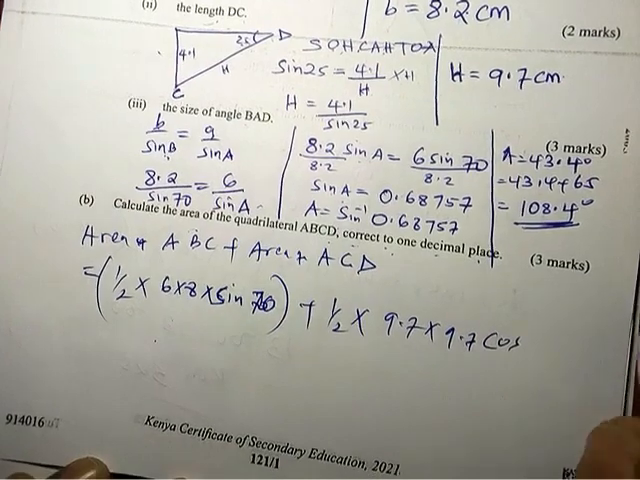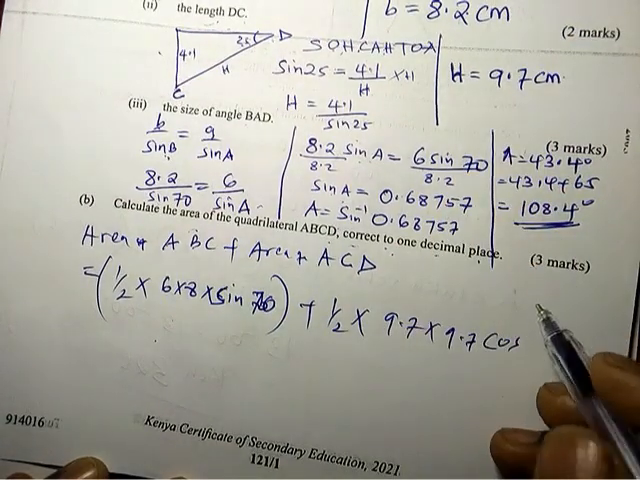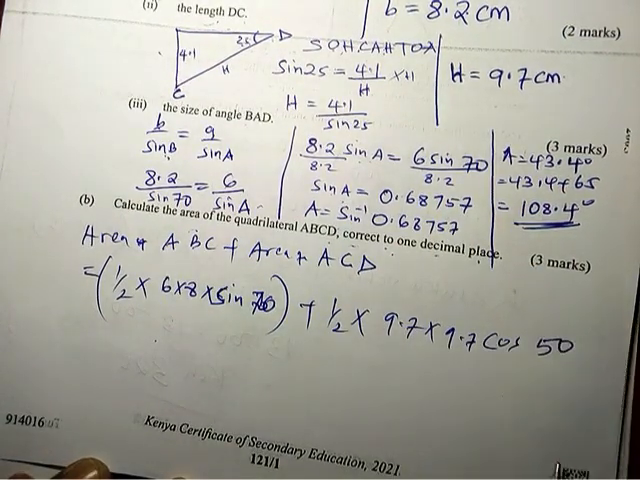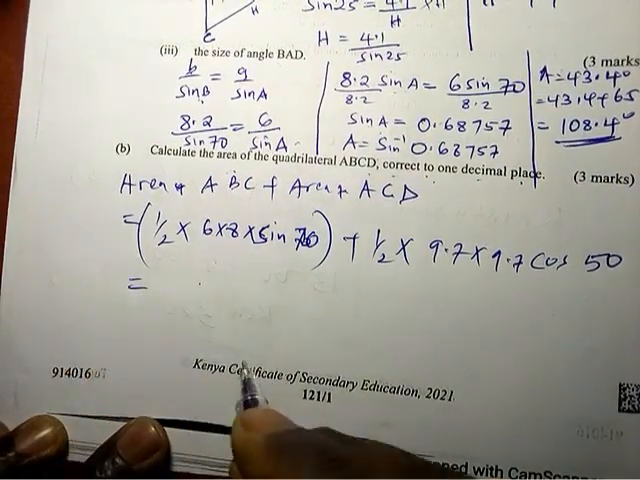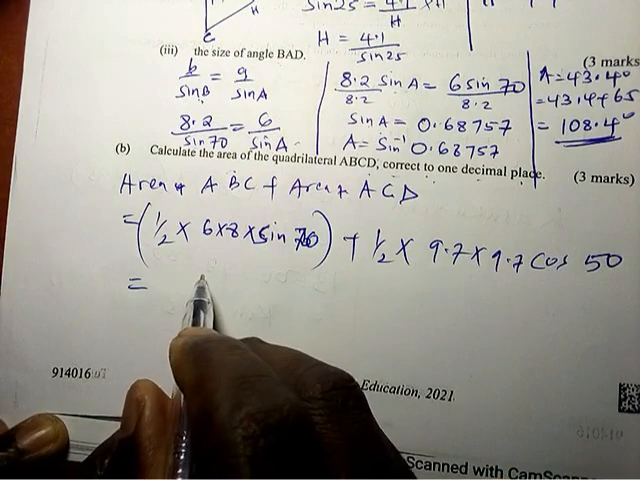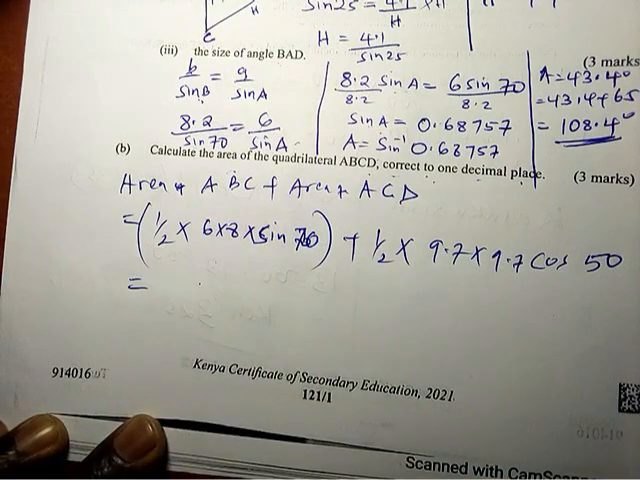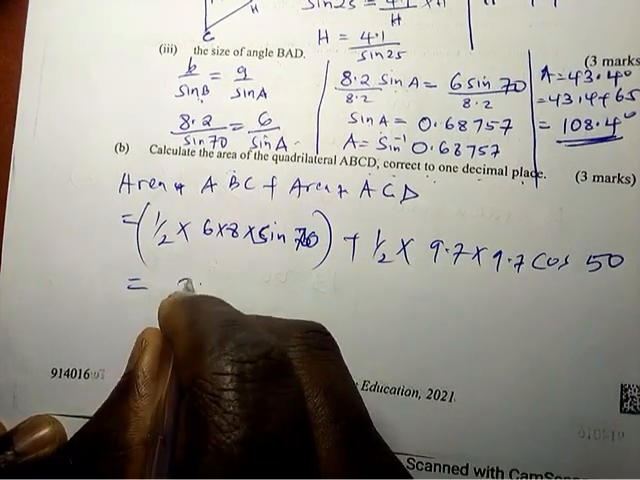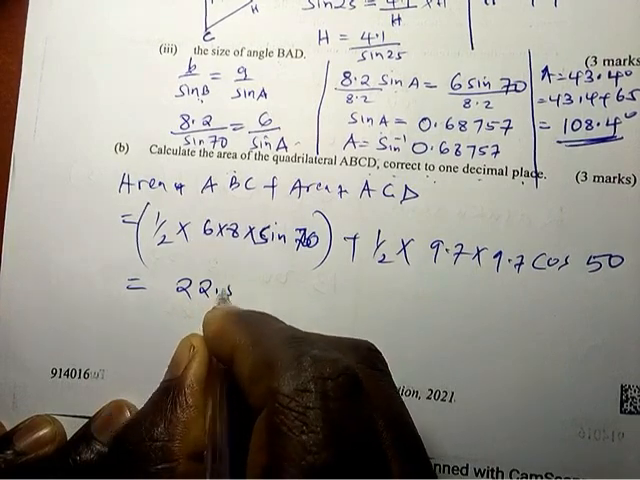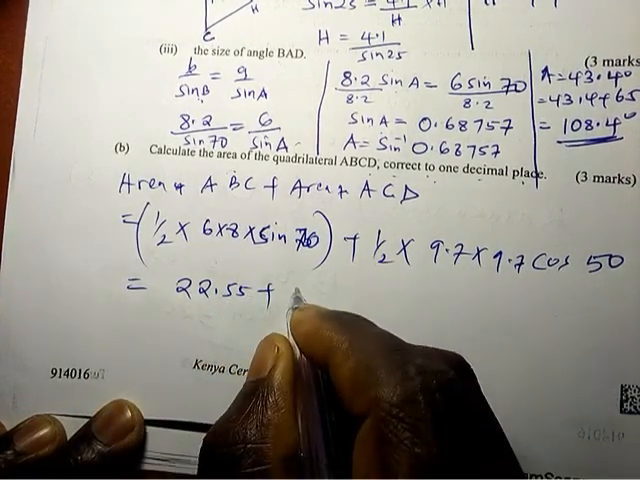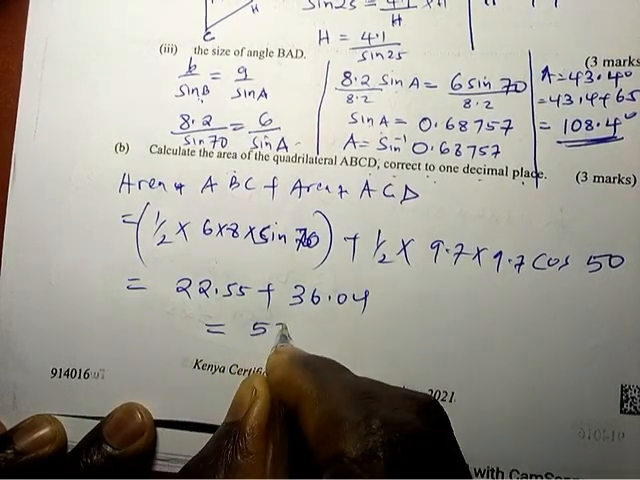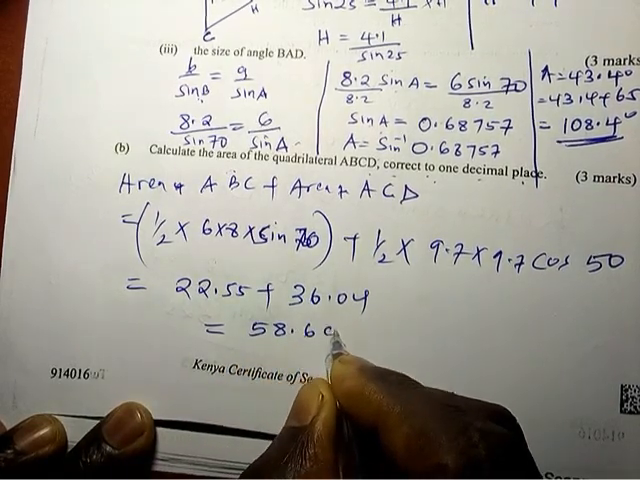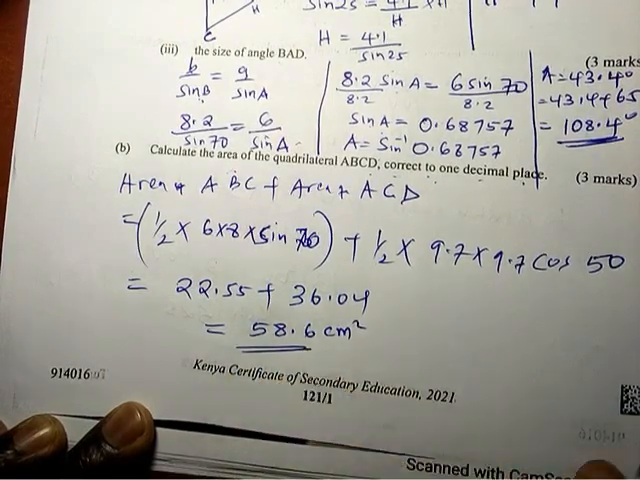Times cos 50. This one will give us 22.55 for the first one, plus 36.04, and the total area is 58.6 centimeters squared to 1 decimal place.